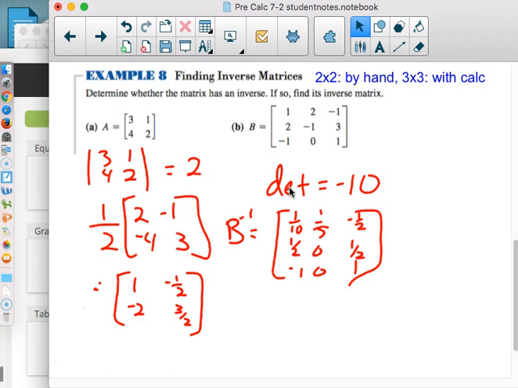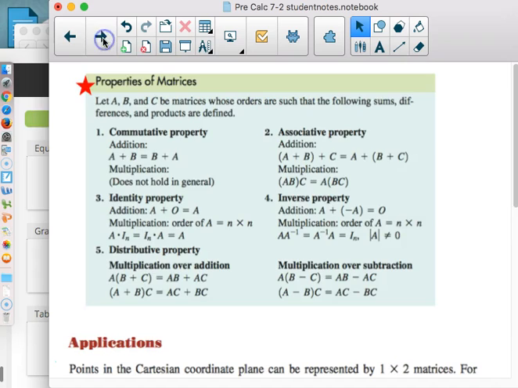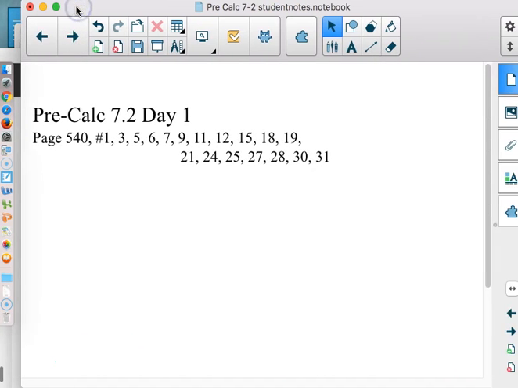Okay, so I'll get you the assignment here. You will probably be able to do everything but maybe 1 or 2 problems, and we'll just finish that up on Monday.